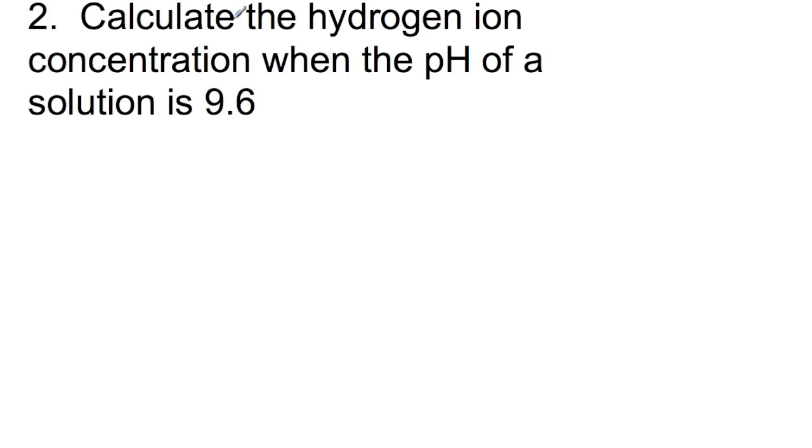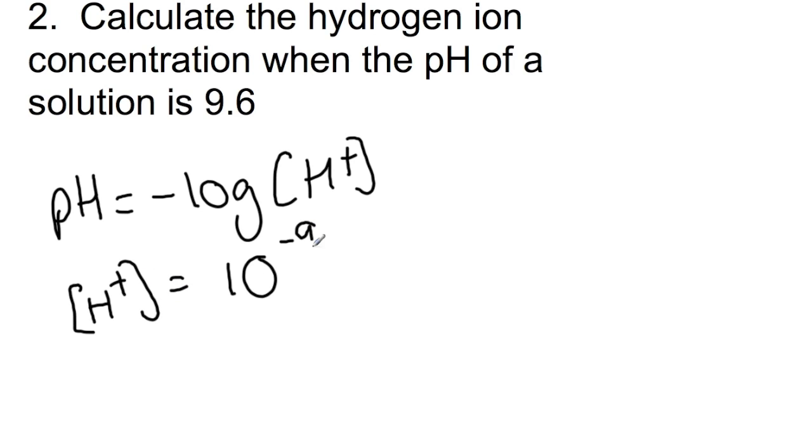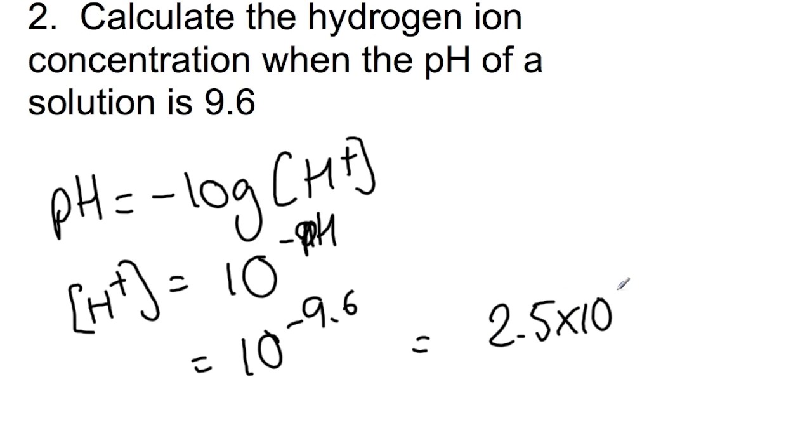The second example is trying to calculate the hydrogen ion concentration when you have a certain pH. So if you have pH equals minus log of H plus, you need to rearrange that for H plus. So the concentration of H plus will be 10 to the minus pH. So we'll have 10 to the minus 9.6, and if you calculate that through, you'll get 2.5 times 10 to the minus 10 moles per litre.